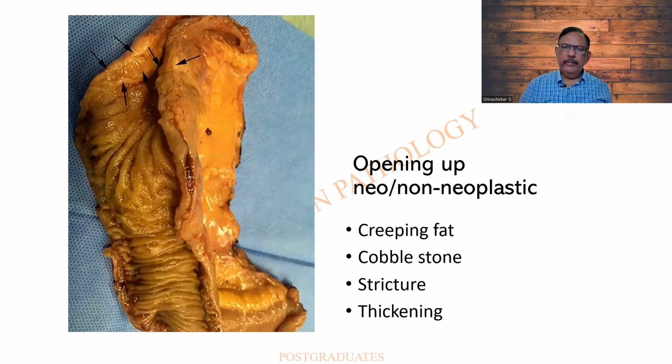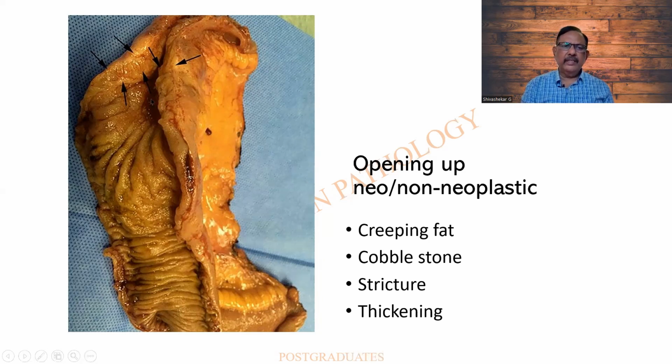Look at this particular one. On opening up, whether it is neoplastic or non-neoplastic, your eyes should always be able to find out something. Look at, for example, the thickness of the wall, which will be of great importance. And there is an area of narrowing over here. Though it is cut, it is not widening. That is because of some kind of a stricture over here.